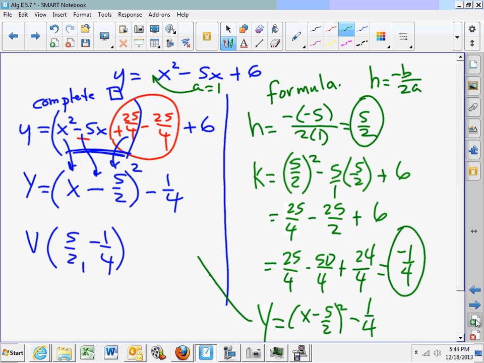Notice we get the same thing either way. Sometimes one method will be easier and sometimes the other method will be easier.